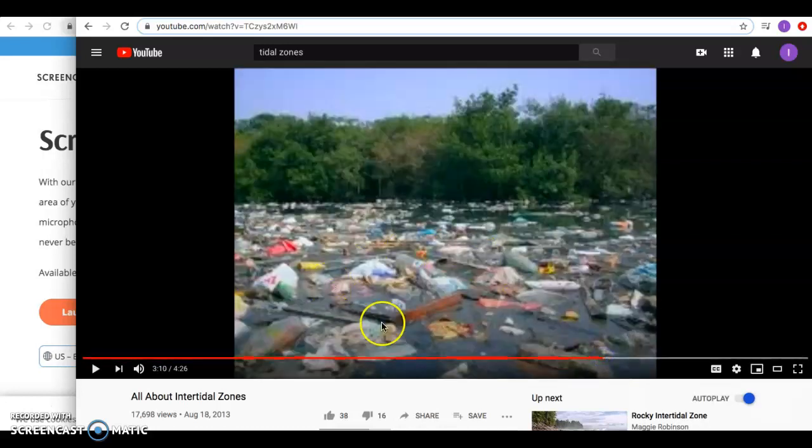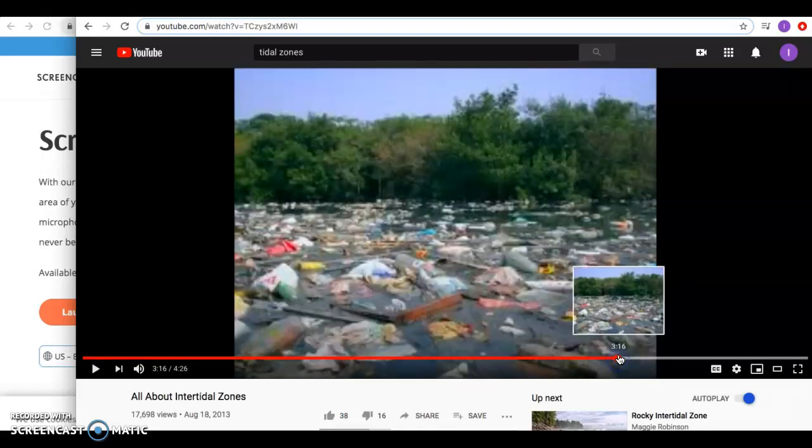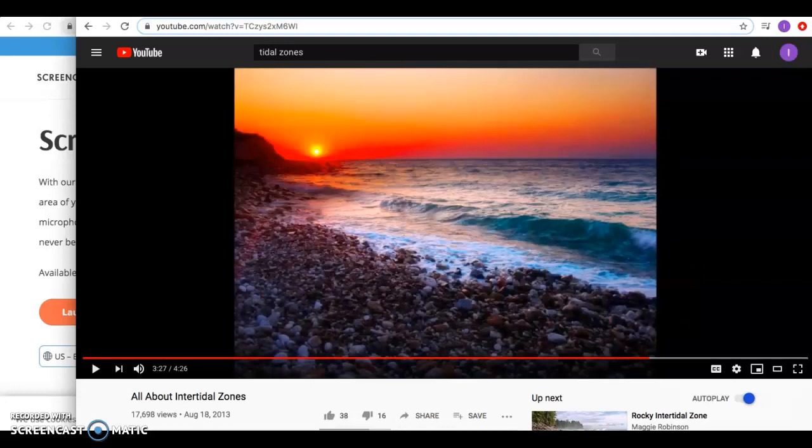This is a mangrove. And these sorts of zones are very easily polluted because they don't necessarily move a lot during the day. So it's a little bit of a bummer, but it's not the main focus.